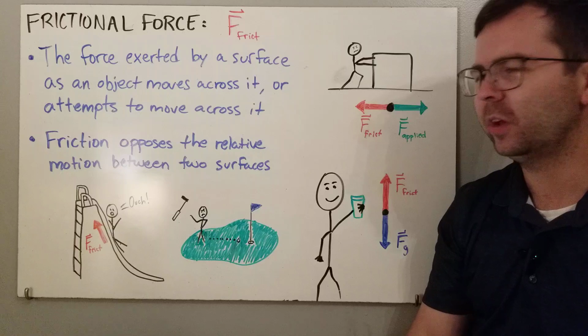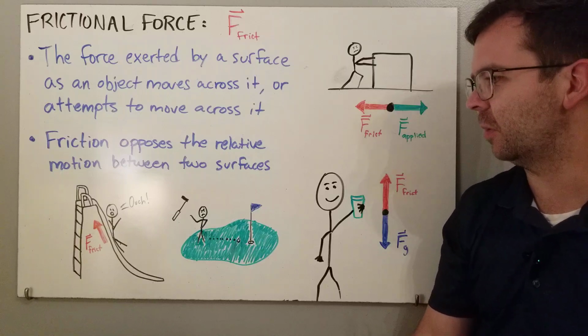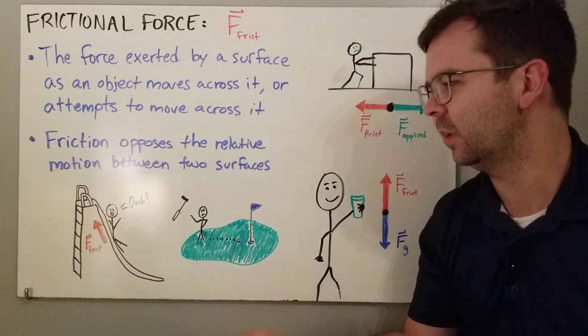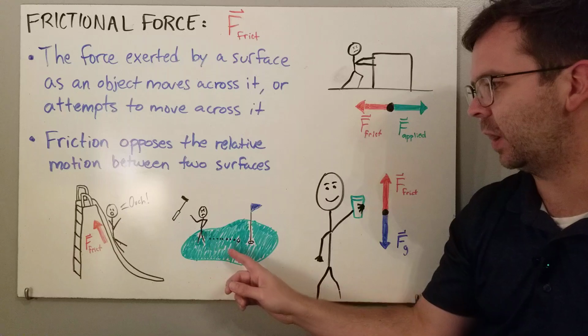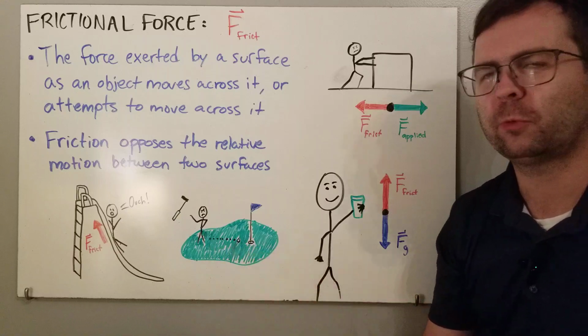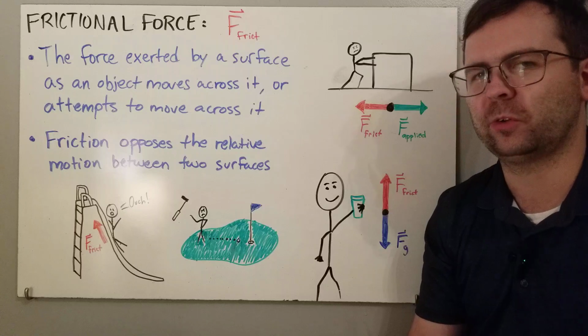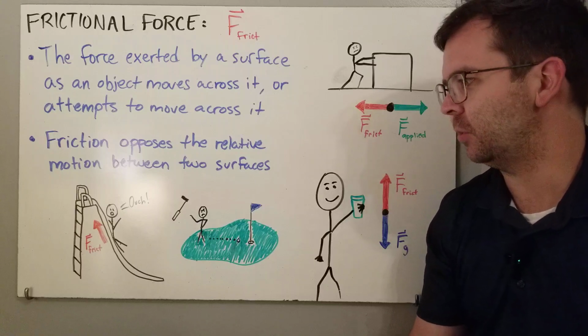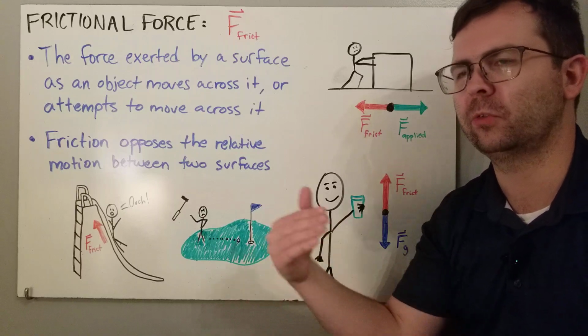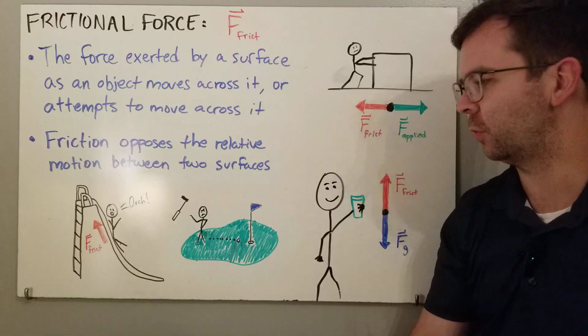Another example is golf. If you've ever been golfing before, or mini golf, and you putt the ball and it's on its way, and somehow it stops just before getting to the hole, this is an example of friction, a type of friction called rolling friction. Objects' motion is slowed down by rolling friction.